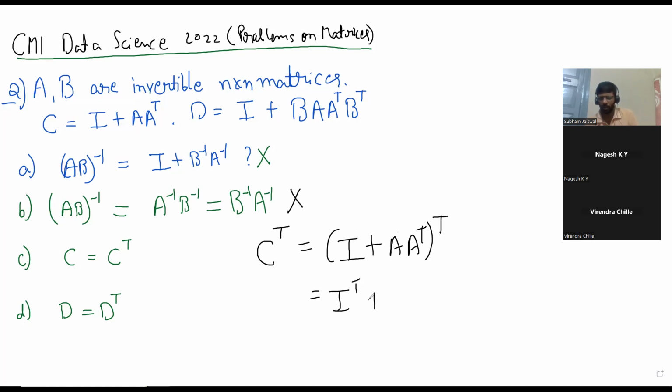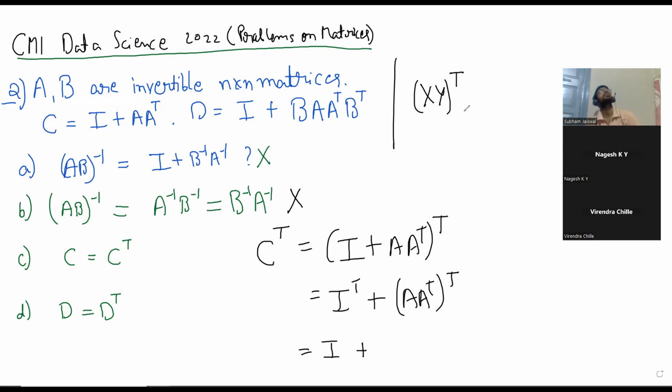Right. We all know this thing. This is just how transpose works. Then I transpose is I plus, sir, now I'm confused. Is it A transpose into A or A into A transpose? If I give you two matrices X and Y, what is XY transpose? So it is X transpose into Y transpose. Does it not make sense?